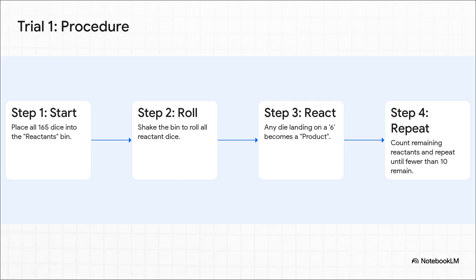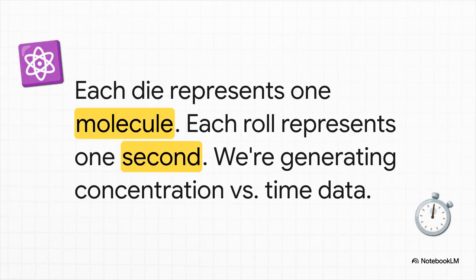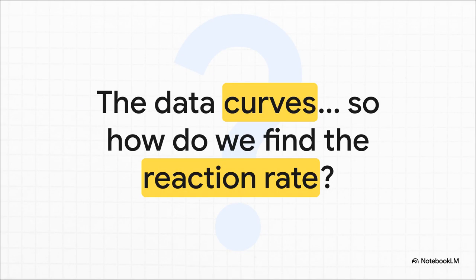Simple as that. And here's the cool part, the translation. Just imagine each of these little dice is a single molecule. And every time we roll the bin, 1 second of time has passed. So by just counting the dice after every single roll, what we're really doing is plotting concentration versus time. That's the heart of reaction kinetics right there. So after we do this a bunch of times, we get our data, and it makes a curve. See, the reaction is really fast at the beginning, when there are tons of dice, but then it slows down as there are fewer and fewer left to react.